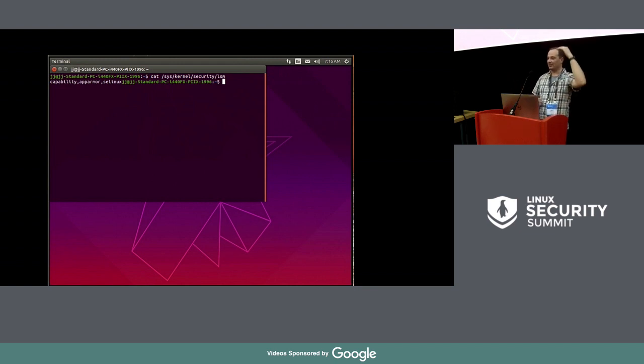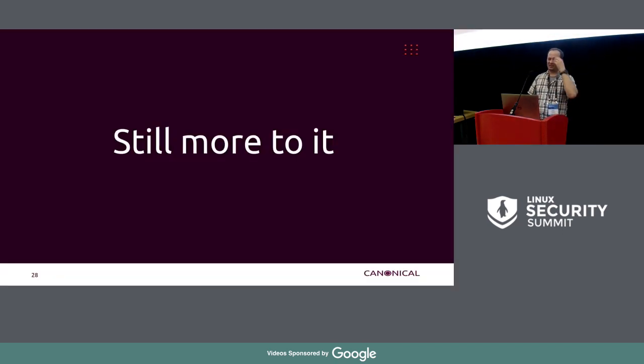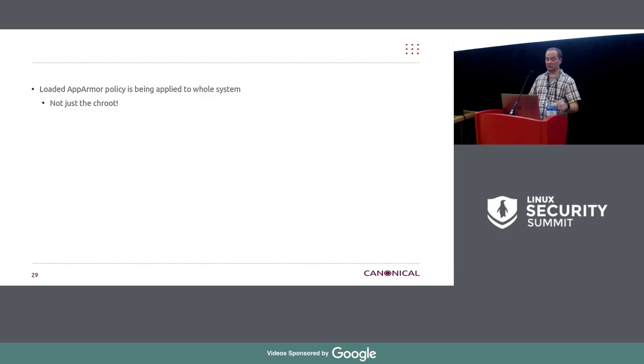Again, we go back to the original example demo of what the LSM stacking's doing. It's applied to the whole system, right? So we need more than just loading policy once we've chrooted or set up a new namespace, whatever. So yeah, more than LSM stacking, right? So we're going to back up. We talked about how AppArmor is being applied to the whole system, SELinux applied to the whole system, not just the chroot. What we want, in this case, if we're setting up a container, is for it to apply just to the chroot or the namespace, whatever we're setting up as our container.